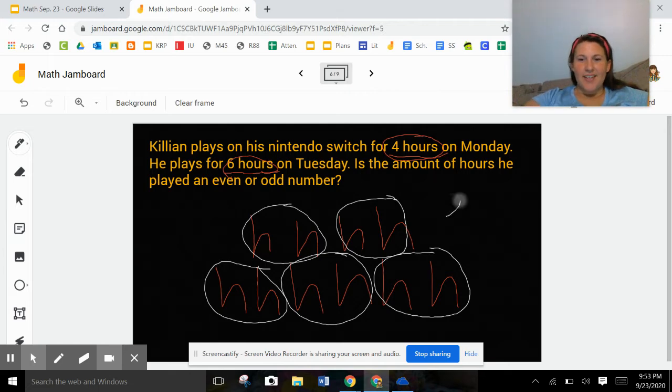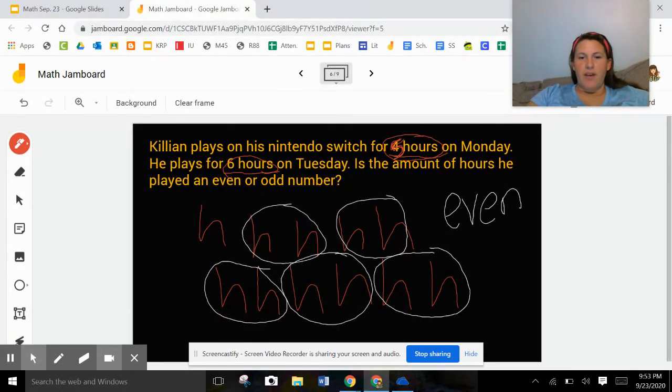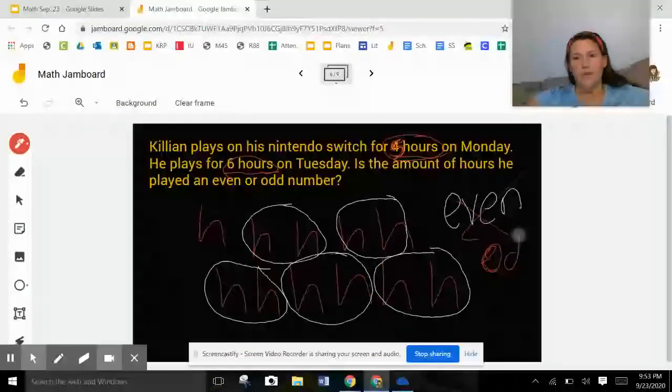Right, even. If we had another H that was just hanging out, maybe instead of this being 4, it said he played for 5 hours on Monday. That means this first group would have 5 hours and not 4. You would have this guy all by himself, not hanging out, making him an odd man out. So your number would be odd and not even.